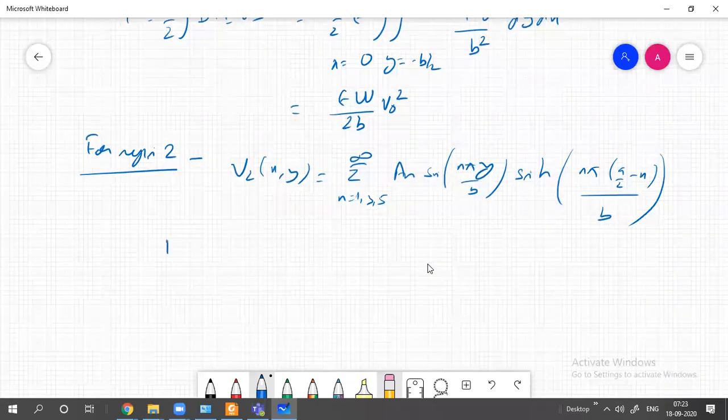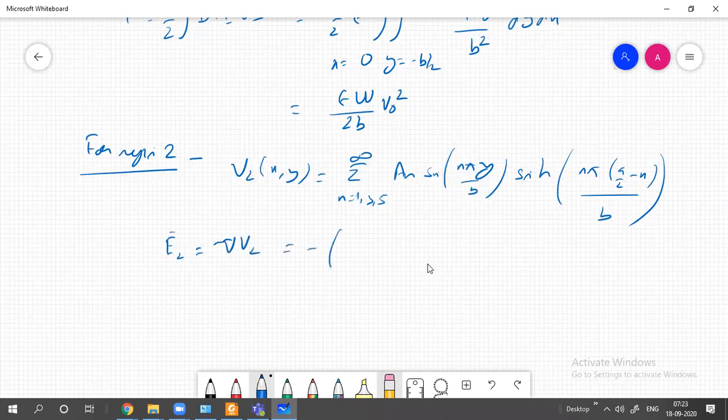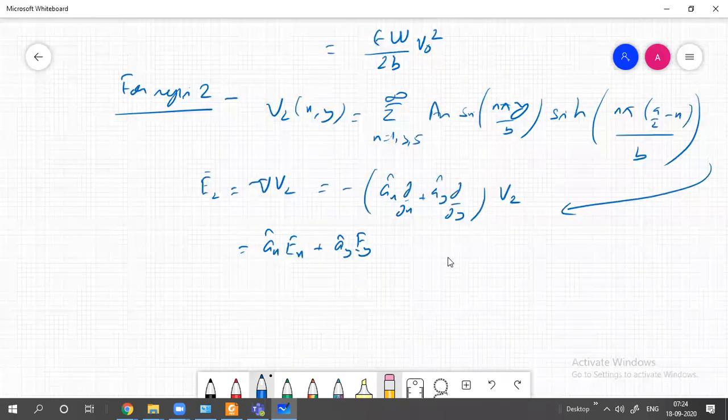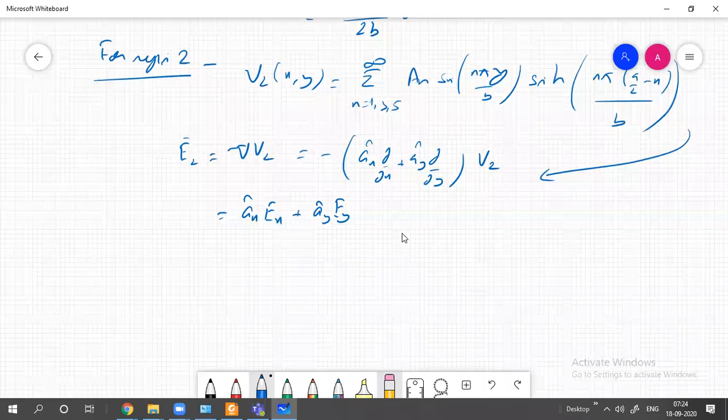So the electric field E2 will be minus grad V2, that is, a_x del by del x plus a_y del by del y acting on V2. If you substitute the value of V2 from this equation, we will have a_x E_x plus a_y E_y. So you can find the electric field component associated with the x direction and the component associated with the y direction.